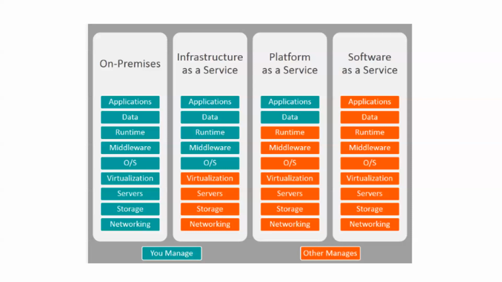Now, the blue or green color you can see over here means you manage, meaning whatever users are using, they are managing it. Starting from infrastructure as a service, platform as a service, and software as a service, those are three different categories of how we take service from the cloud. The first one means we are taking advantage of the cloud just for the infrastructure.